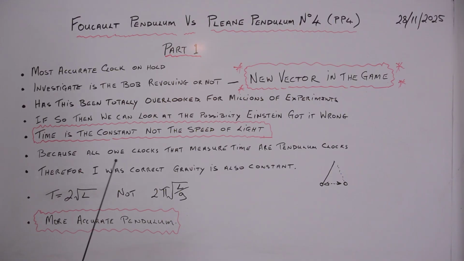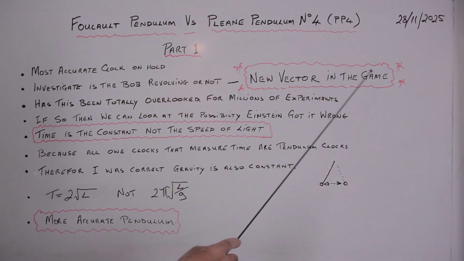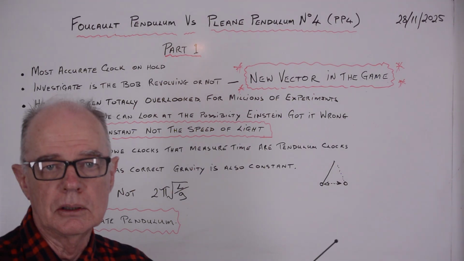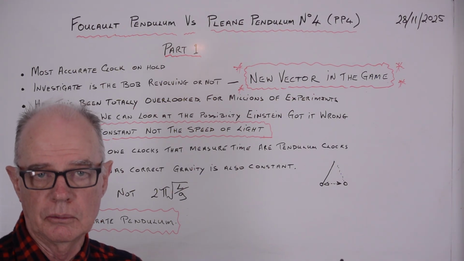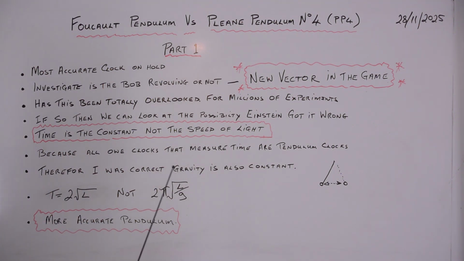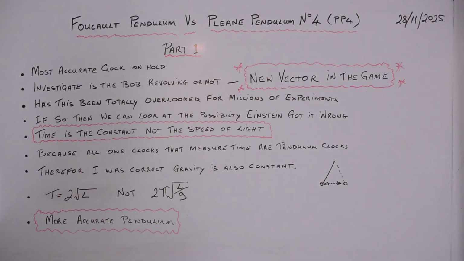Now, that will introduce a new vector. So, there's a new vector in the game now. So, we've just had to put this Most Accurate Clock series on hold for the moment till we figure out what's really going on with this bob, because if it is actually not revolving, then the whole concept of pendulums, how we measure time, everything has now got to be reinvestigated.